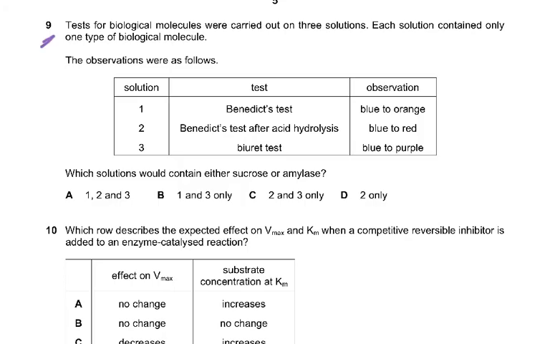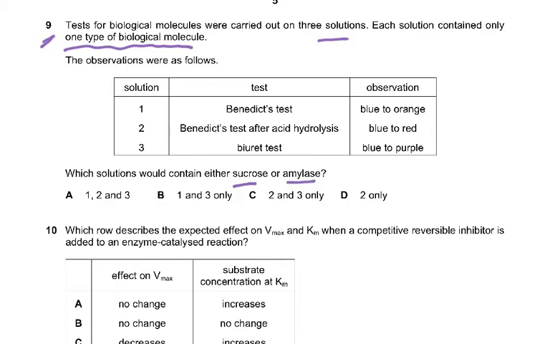Then coming to question number 9, tests for biological molecules are carried out on 3 solutions. Each solution contained only one type of biological molecule. So 1, 2, 3, these were the 3 solutions. The observation was as follows. In one, Benedict's test was blue to orange. In the second, Benedict's test after acid hydrolysis was blue to red. So that means there was sucrose here. In one, it was glucose. In the biuret test, blue to purple, so protein was present. Now it says which solutions would contain either sucrose or amylase.